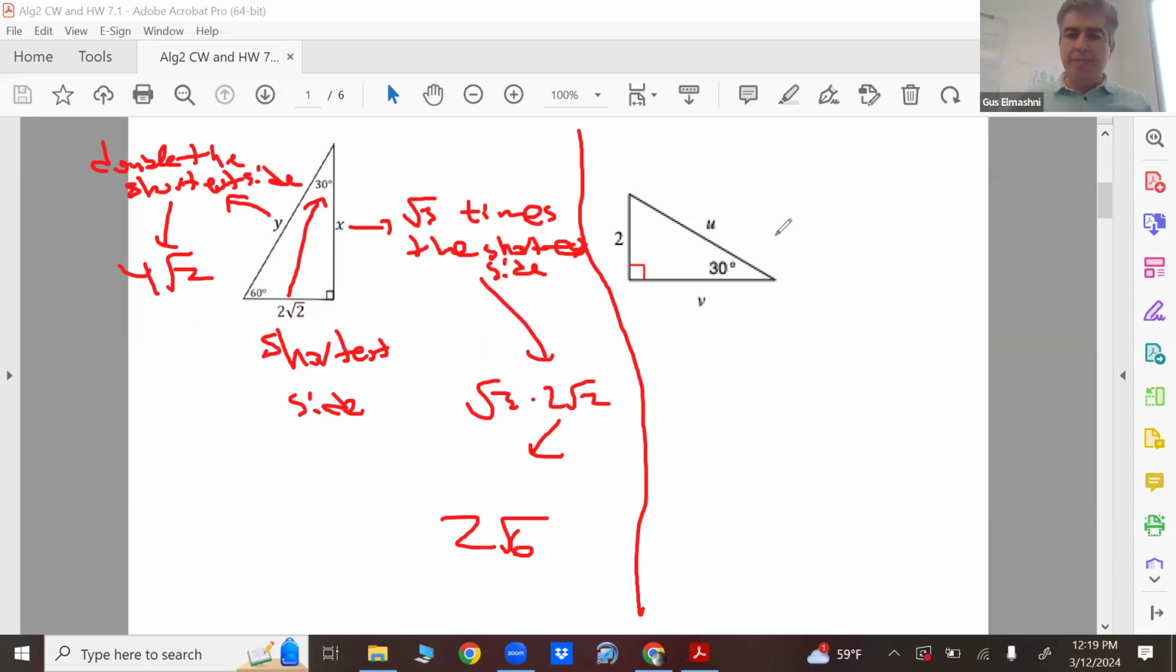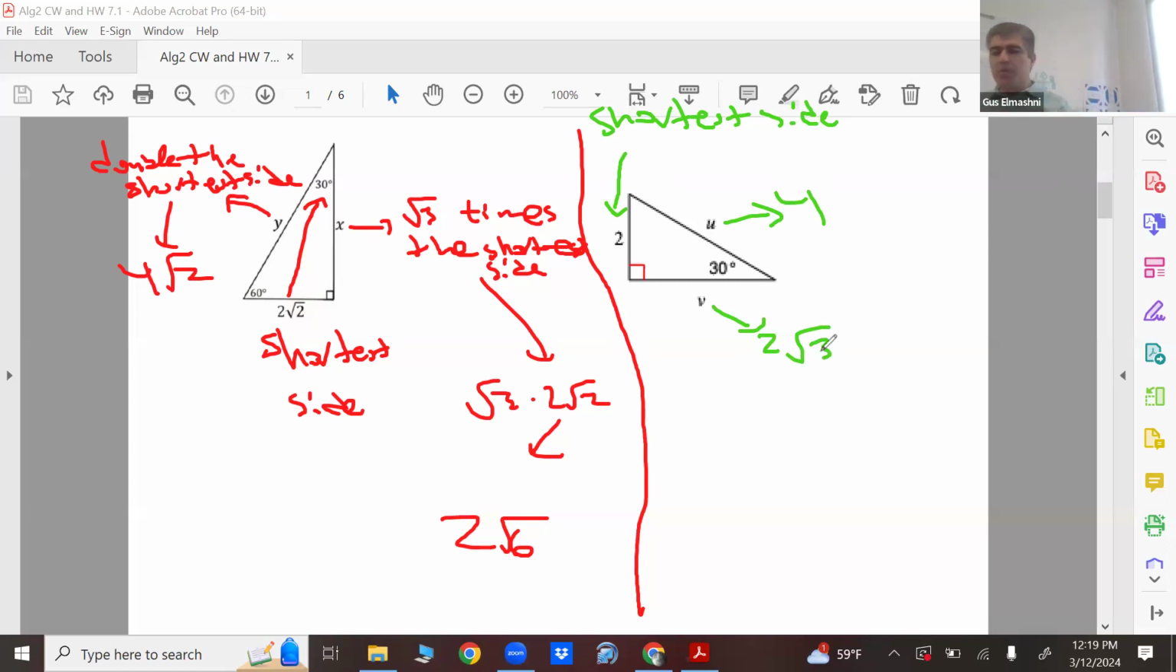Let's move on. That's my shortest side, right? Always good to identify your shortest side. So now what's the hypotenuse? 4. What's the middle side? Perfect. You guys are nailing it. Good work. Root 3 roughly is 1.7. 2 times 1.7 is about 3.4-ish. So that makes sense: 2, 3.4, and 4.